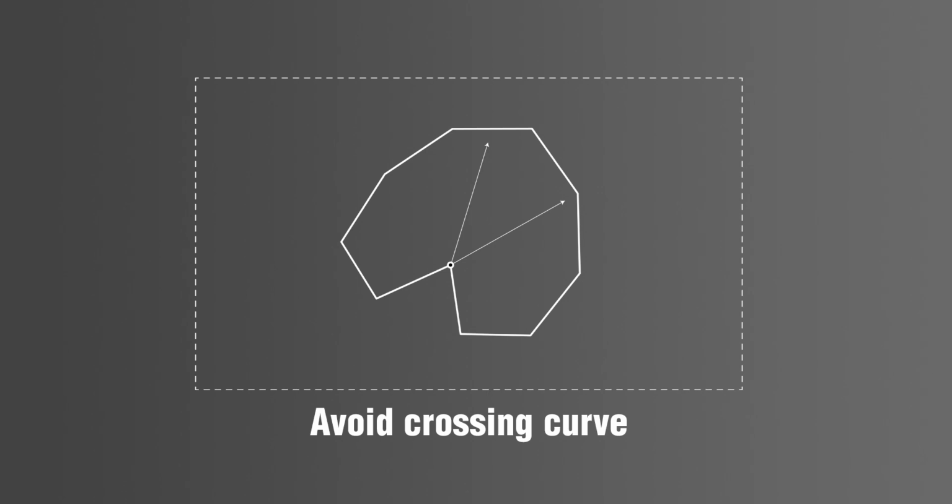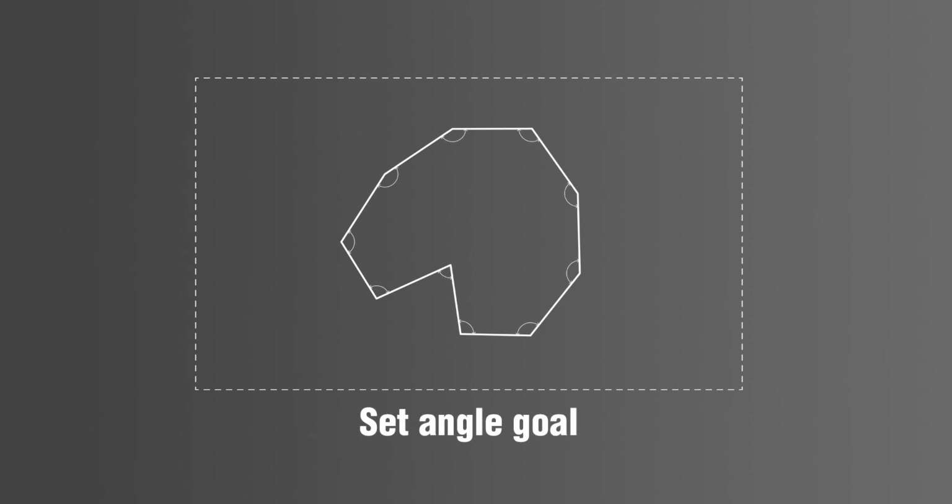But the final goal that we want to implement just in this tutorial in Kangaroo physics is a set angle goal. So right now between each of those line segments, you get this angle as measured by the arrows here.